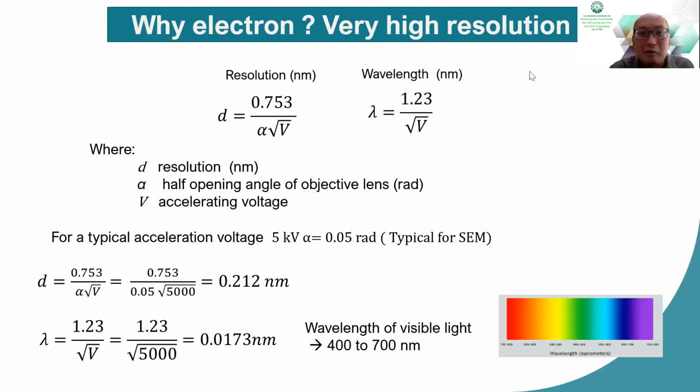And why an electron microscope? Because of the high resolution, and the wavelength is very small. Typically, a 5 kilovolt scanning electron microscope can have a resolution of 0.212 nanometers, and the electron wavelength is around 0.173 nanometers, or about 0.1 angstroms. Compared with the wavelength of visible light, this is way shorter, so you have a higher resolving power compared to an optical microscope.